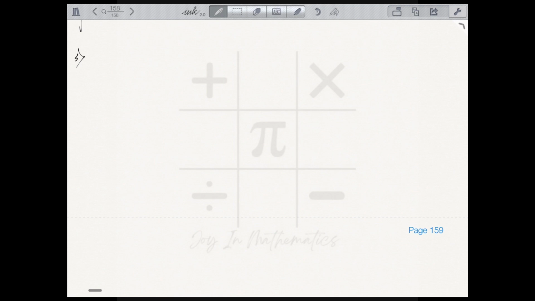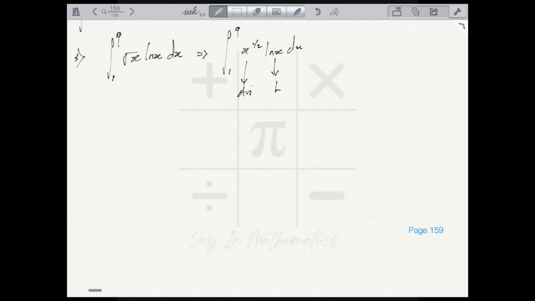We're asked to evaluate the integral of root x ln x with respect to x, from a lower limit of 1 to an upper limit of 9. Now if we look at this, we know that this is root x, and root x can be written as x raised to power half. So we can rewrite the question to be x raised to power half ln x dx.